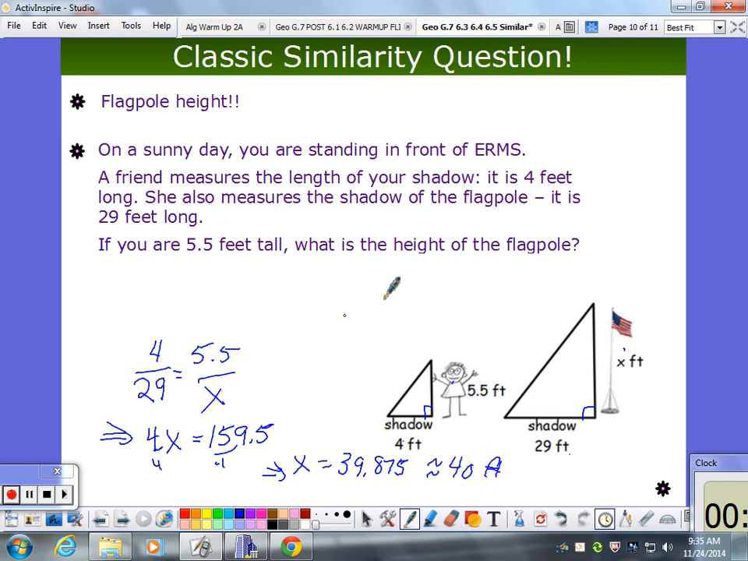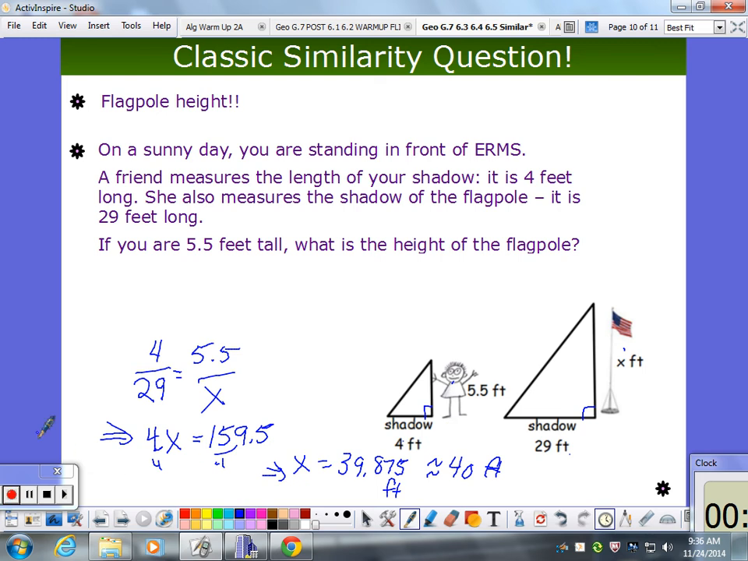Now, it's not telling you how to round this. I'm not going to get mad at you if you left it like this. But what would we really say? How tall is that flagpole? It's about 40 feet tall. 40 feet tall. Question? Yeah.